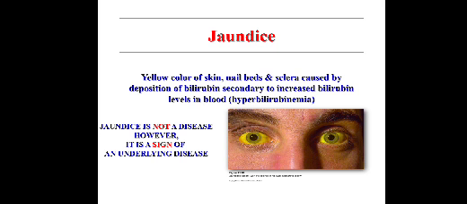Understand? Now the second part of this topic is jaundice. The yellow color of skin, nail beds, and sclera, caused by deposition of bilirubin secondary to increased bilirubin level in the blood, is known as jaundice, which is also known as hyperbilirubinemia. So jaundice is not a disease; however, it is a sign of an underlying disease. You should know this.